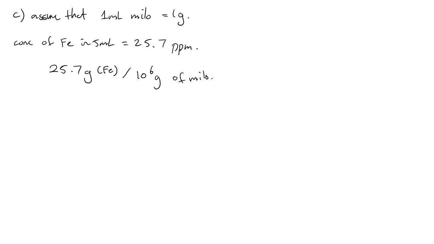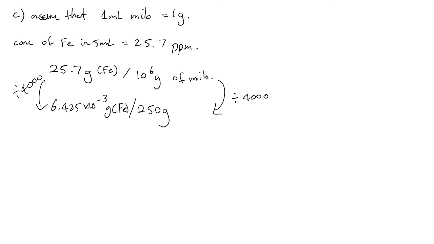Okay, now that becomes very important for our next step. We're going to scale that down to 250 grams. So to get from a million to 250, we divide by 4,000. And for the other side we need to do the exact same thing and divide by 4,000. And that is equal to 6.425 times 10 to the negative third grams of Fe per 250 grams of Milo. So basically we can say that's 6.425 milligrams of iron you would consume by drinking 250 mils of Milo.